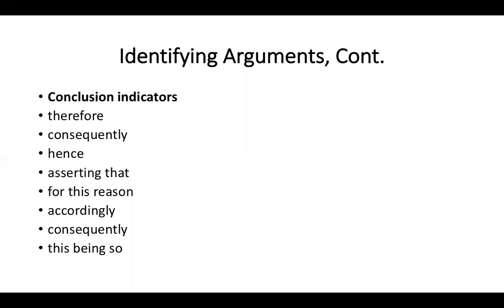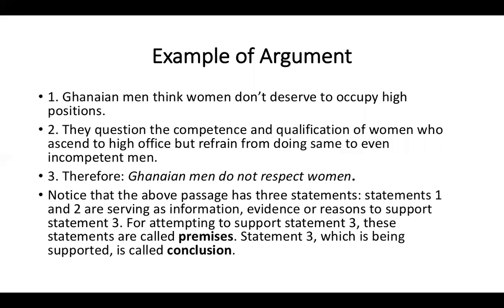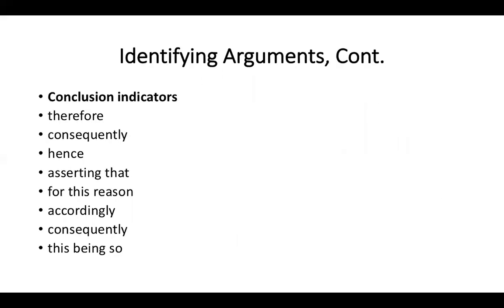In the example we saw of an argument, the conclusion began with therefore. Let's look at it again. Statement 3 says, therefore, Ghanaian men do not respect women. Now, for statement 3, you can replace therefore with any of the other conclusion indicators. You can say, consequently, Ghanaian men do not respect women, or you can say, for this reason, or for these reasons, or you can say accordingly.